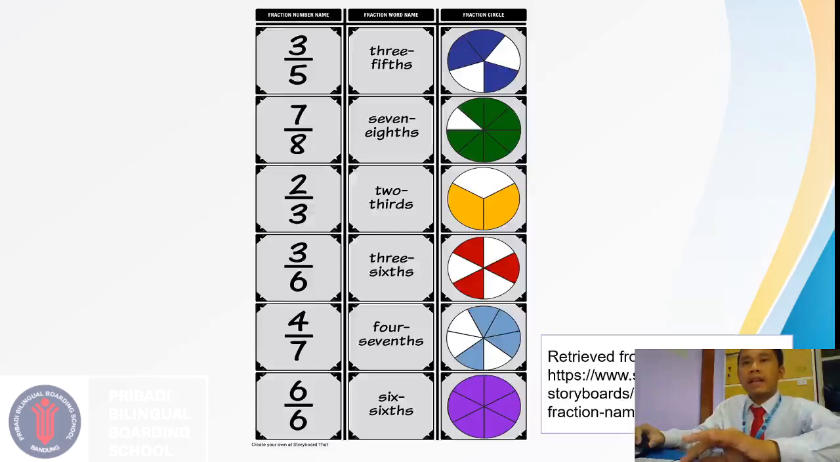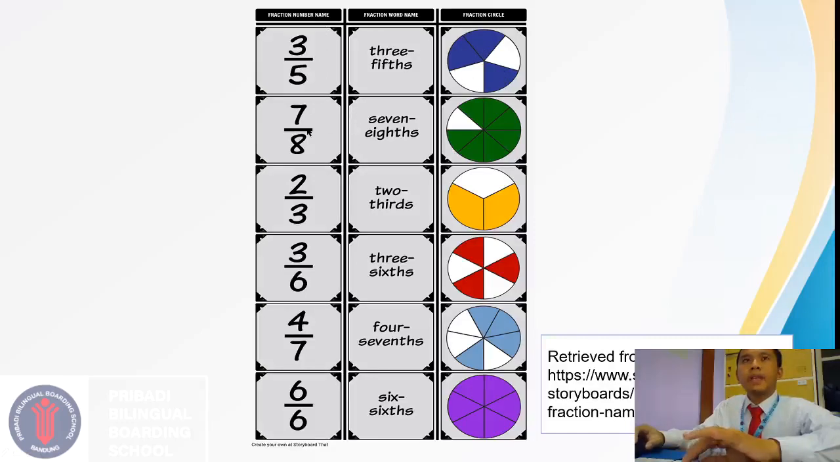Okay, let's see other examples of the names of fractions. Fraction circle 3/5. Here 3 is the shaded part. How many? 1, 2, 3. And the whole has 5 parts: 1, 2, 3, 4, 5. So the fraction is 3/5.